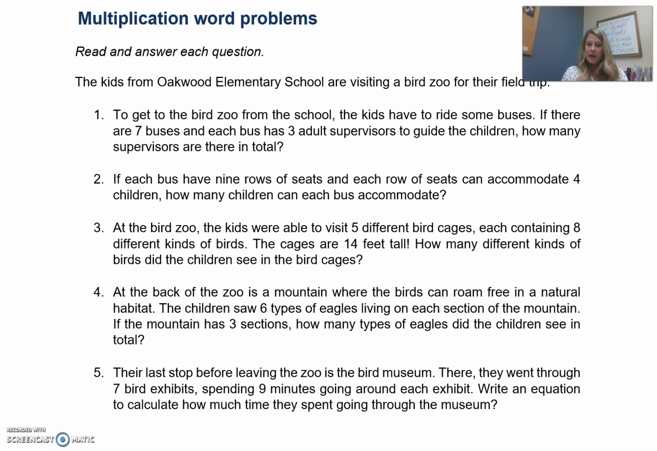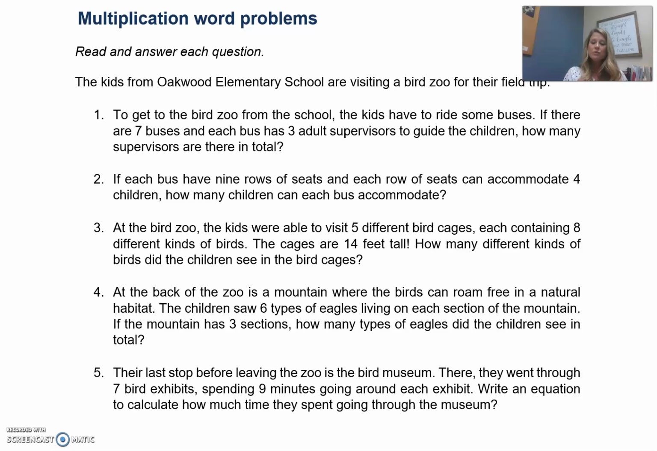And we have some sample problems on the screen. And what you'll notice is that these sample problems are going to be just like the problems that you're going to be asked to do independently for homework when you're done looking at this lesson today. But let's go ahead and get started.